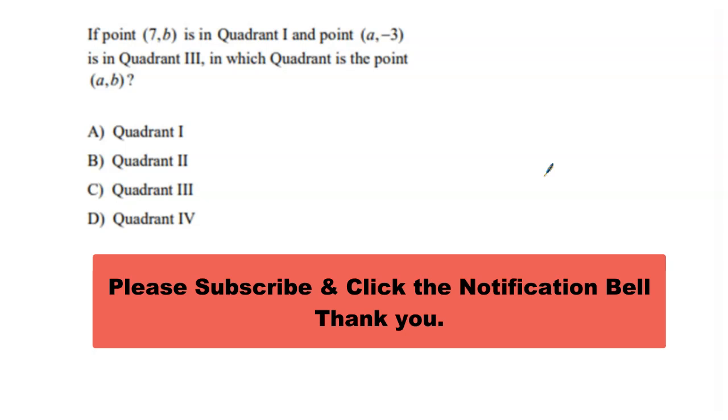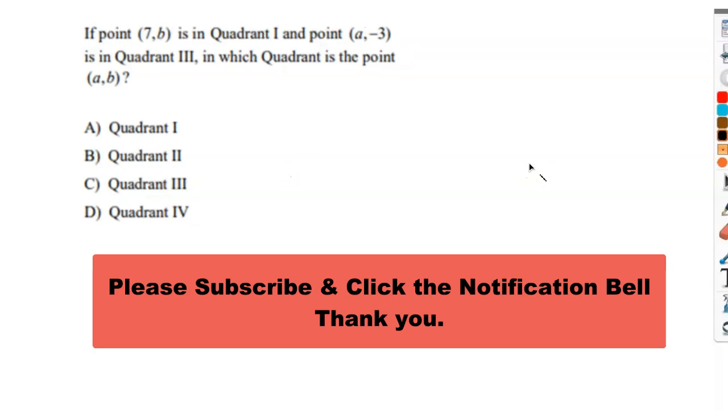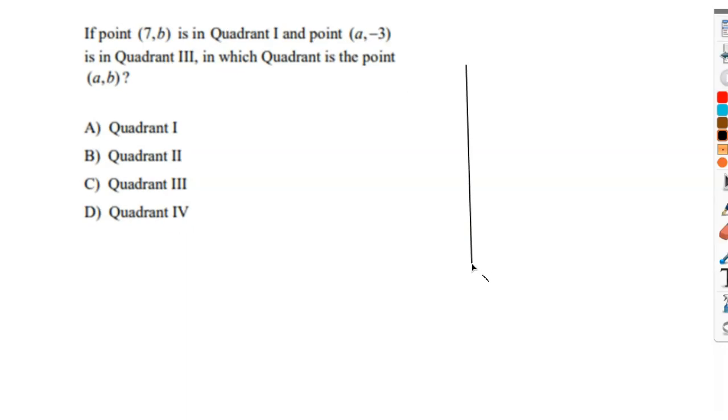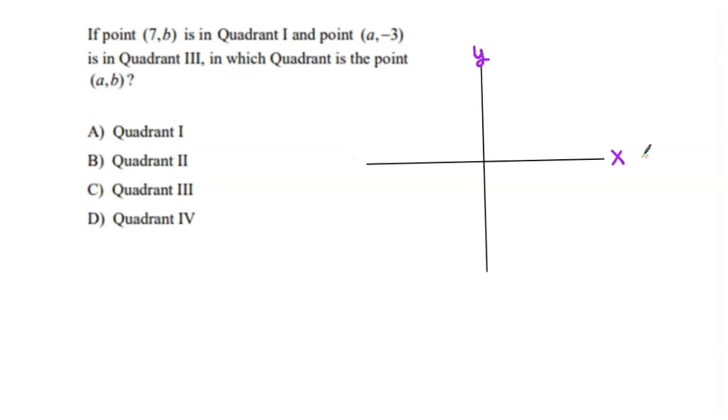So let's look at this one too. Let's go ahead and draw our coordinates. You have to know that here all the numbers are positive. This 1, 2 is positive. Here is negative. And here is negative.